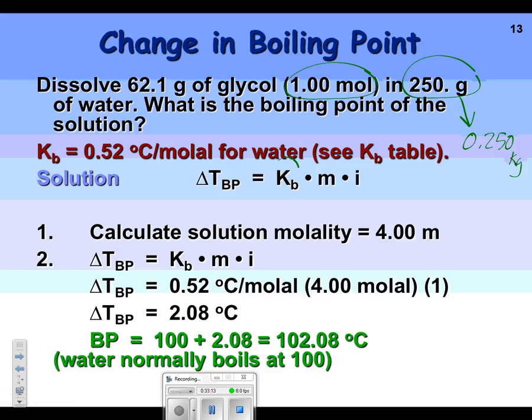0.52 is the KB for water. On that one, it's 0.51. It actually has 0.518. That's fine. It doesn't matter. You're not going to be that far off.